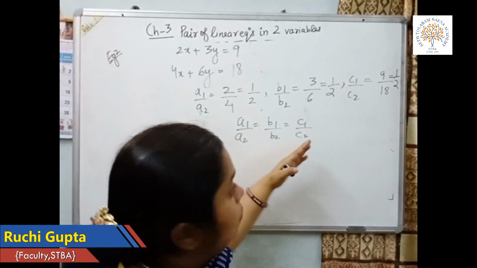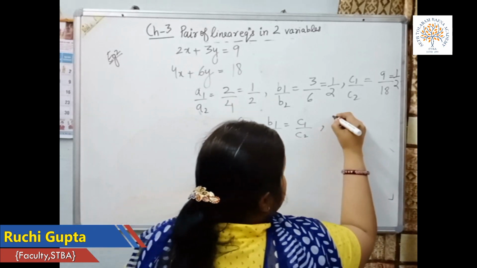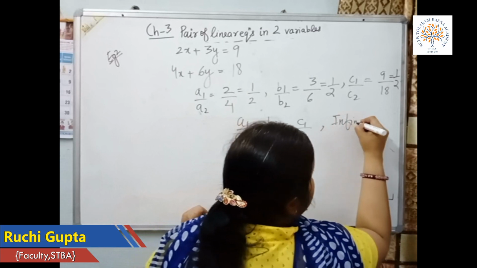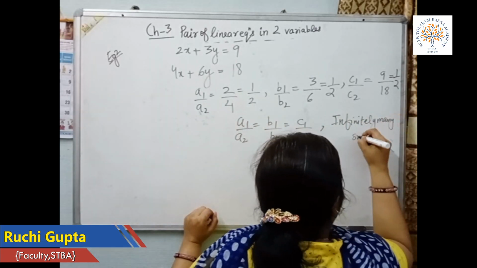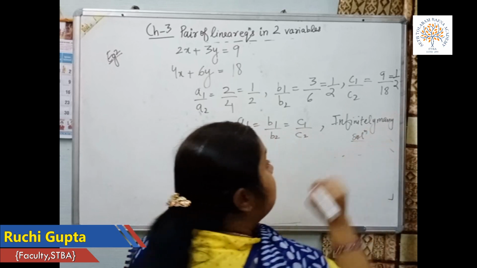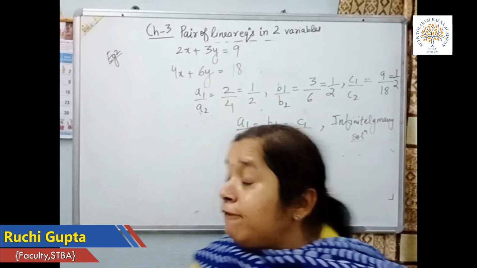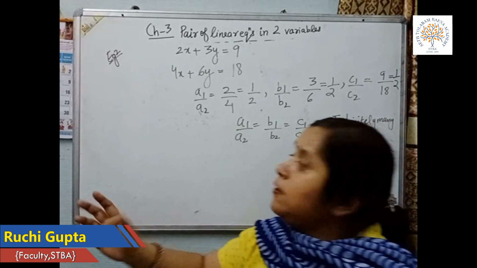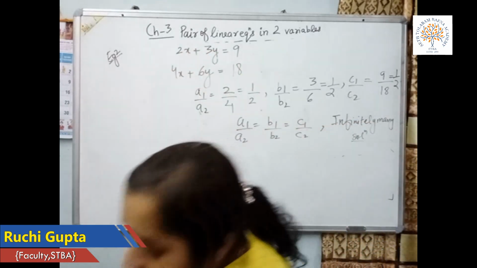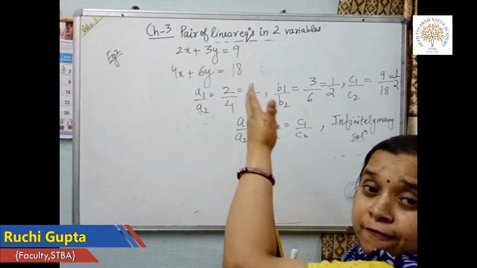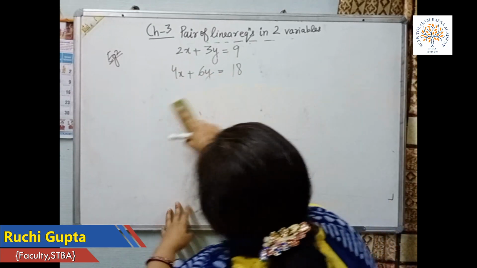I have just now told you that if the three ratios are same, then it has infinitely many solutions and the graph represents coincident lines. Why does it have infinitely many solutions? Because if the lines are coincident, it means they lie on one another. So all the points are the solutions. Okay. So I am making the graph of this equation also so that things are more clear to you.